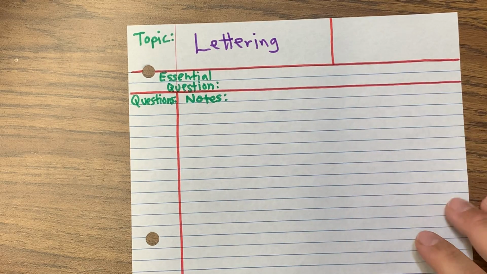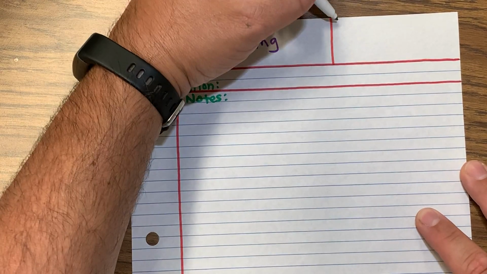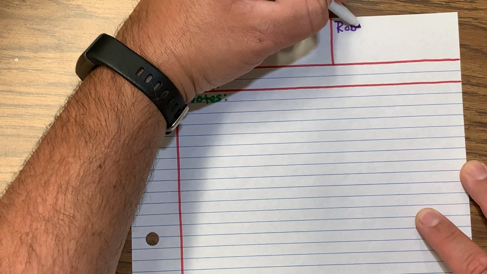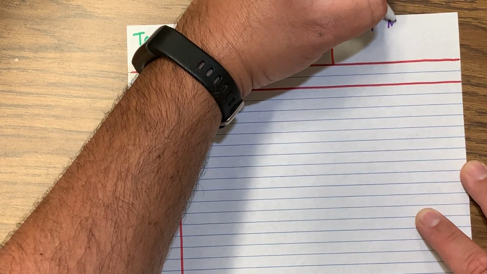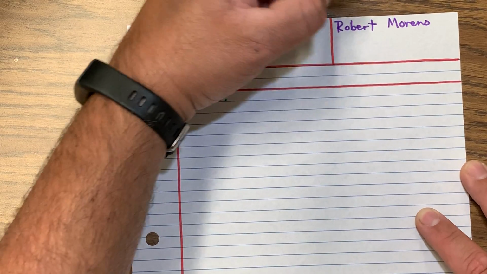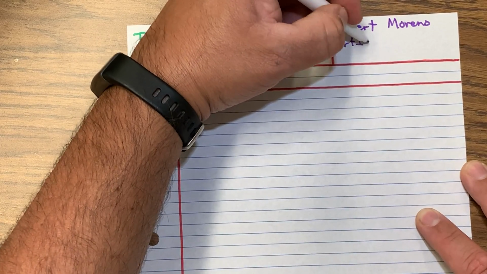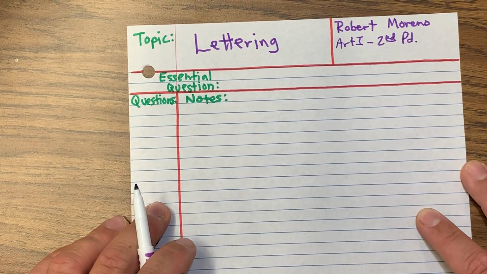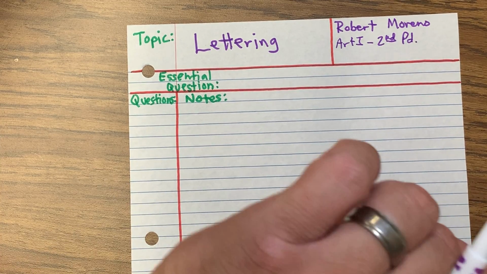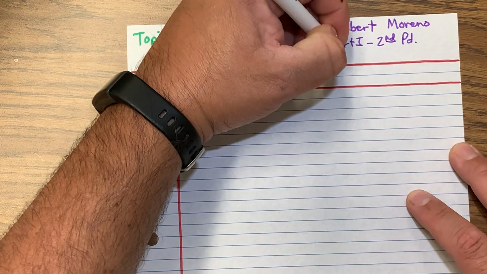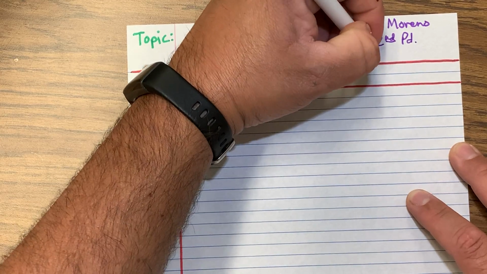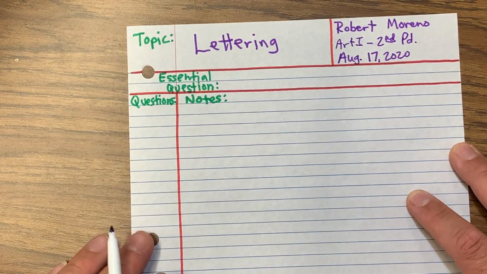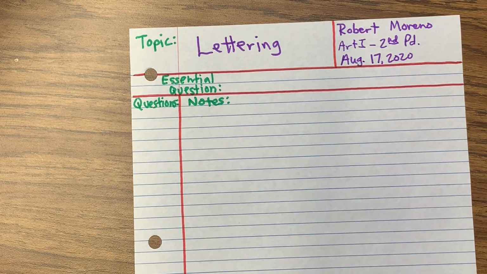The next little section we have here is where you put your name, and please don't copy my name, put your name. This is Art 1, second period. And today is August 17th. Let me see if I can focus that better. I guess not.